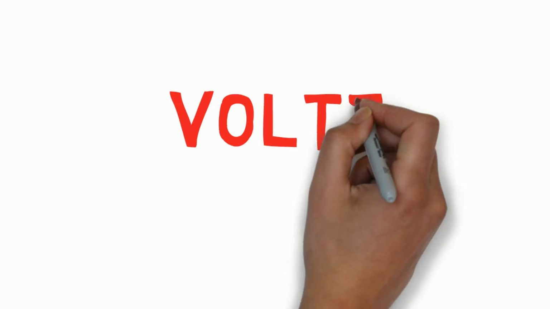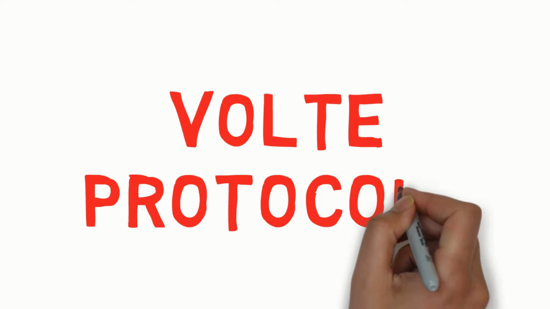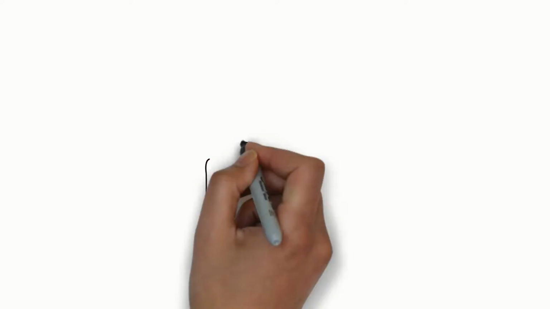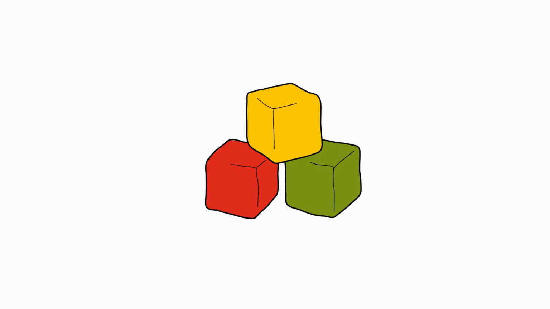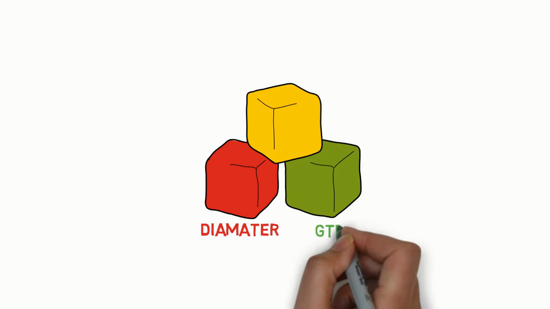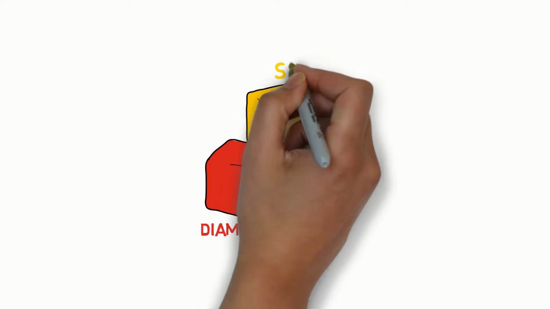We are going to cover the complete VoLTE protocol stack so that you can understand VoLTE end to end. Protocol is the most important thing which enables communication in the telecom world. The entire LTE and VoLTE network is based on three key protocols. The first one is Diameter, the second one is GTP, and the third one is SIP.